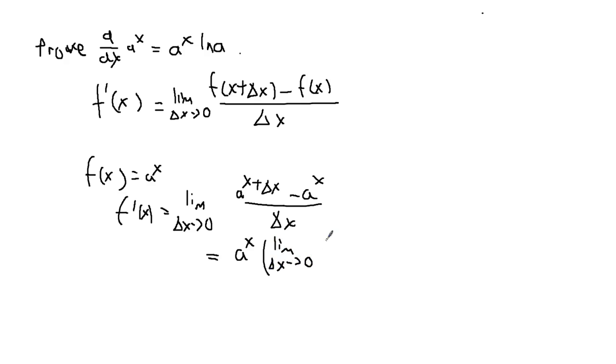The reason why a to the x can factor out is that, first of all, it can factor out in the fraction, and second of all, it doesn't have anything to do with delta x, so it's just a constant basically. So that's a to the delta x minus 1 over delta x, and that is our first part done, right? That's the easy part done.